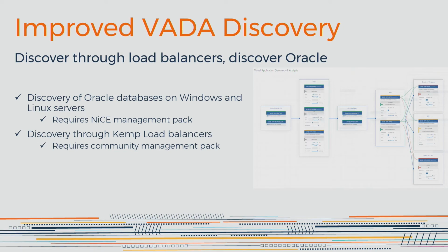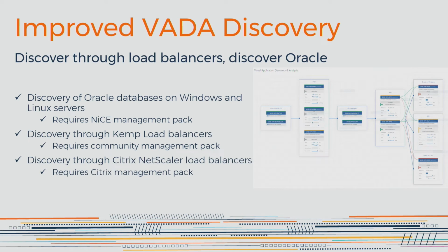Again, if we want to discover through Kemp load balancers, there's a couple of different management packs available on the community that will let you discover through Kemp load balancers. And then finally, discovering through Citrix NetScaler load balancers. There, the management pack is actually provided by Citrix. It's not the easiest to get hold of, but we do provide the instructions on how to do that. You may need to contact Citrix depending on what license you have with them. So, really cool stuff, and stuff that I think becomes very powerful if you are using those load balancers or if you're making use of Oracle.